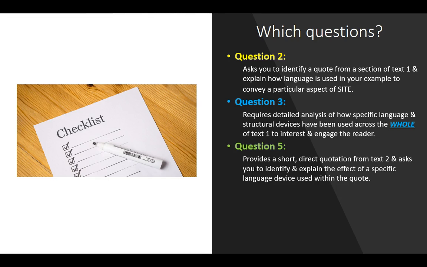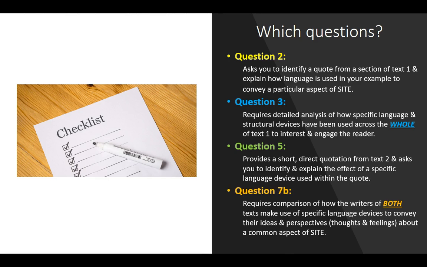Then question 5, this is a question about the second non-fiction text. For this question, you will be provided with a short direct quotation from text 2, and you will then be asked to identify and explain the effect of a specific language device used within that quotation.